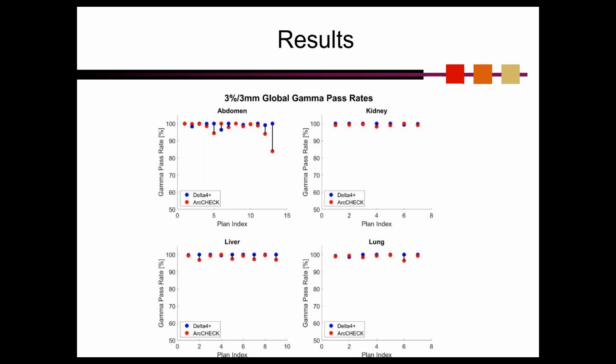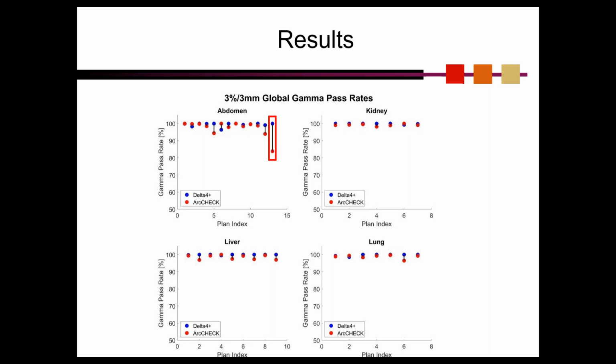As an additional consideration, we also broke down the results based on the anatomical site of treatment to see if any group immediately jumped out at us as being different from the others. Based on the 3% 3mm results shown here, we didn't find that to be the case. And again, we can see large differences between several data points where I already mentioned the ArcCHECK measured lower than usual gamma pass rates.